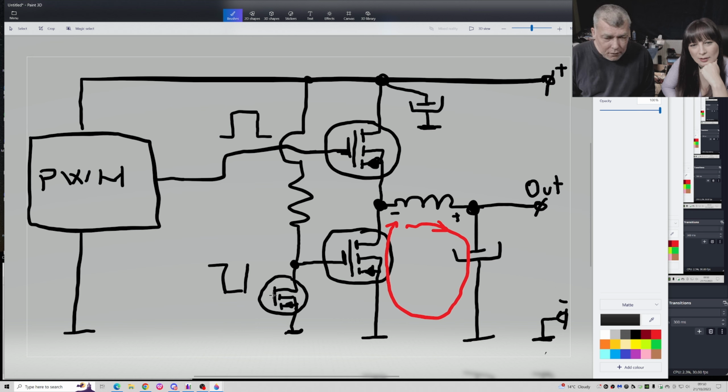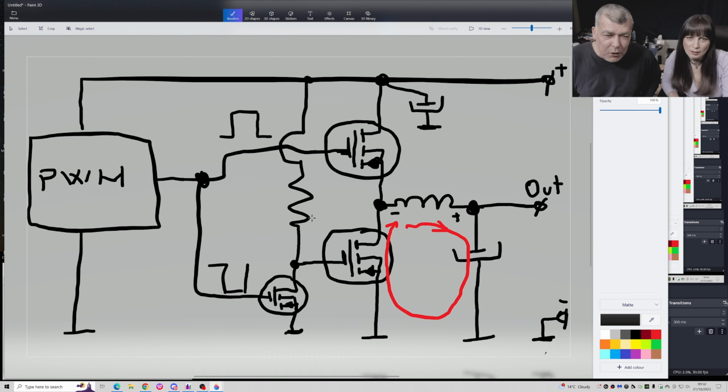And this one, you have the gate, right? Connected where? Here. So what will happen? When this MOSFET is on, this will be on, obviously, because it has the same gate signal, right? But when this is on, it means it is connecting the gate to the ground. If the gate is connected to ground, that means this MOSFET is off.